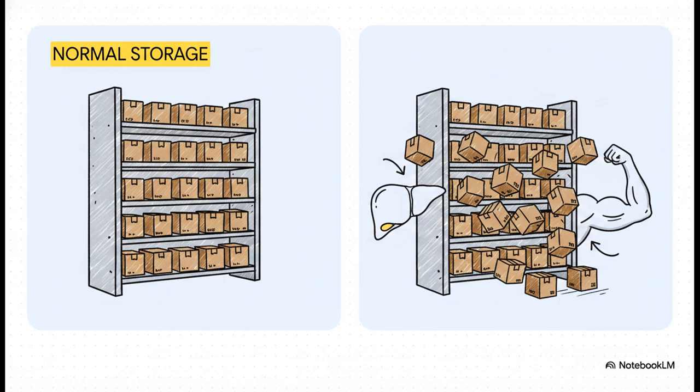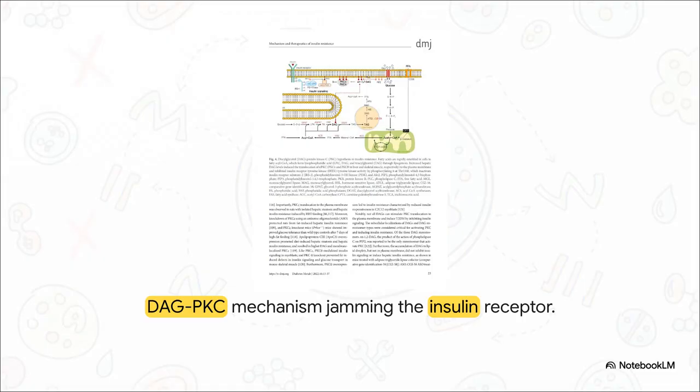Well, it starts desperately shoving dangerous boxes of lipids into the hallways and offices of places they absolutely don't belong, specifically the liver and the skeletal muscle. We call this ectopic fat accumulation, and it causes a total disruption of the daily operations inside those cells. Now, what's really interesting about the molecular crime scene is how this happens.